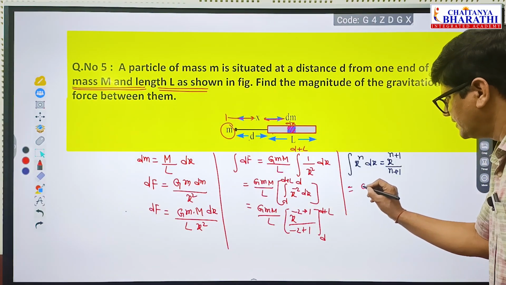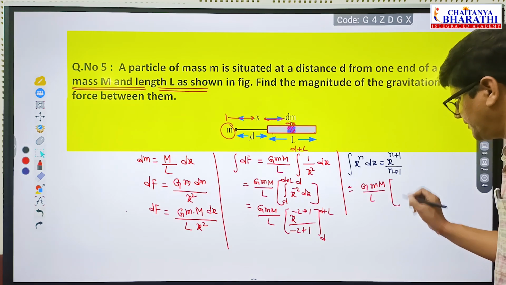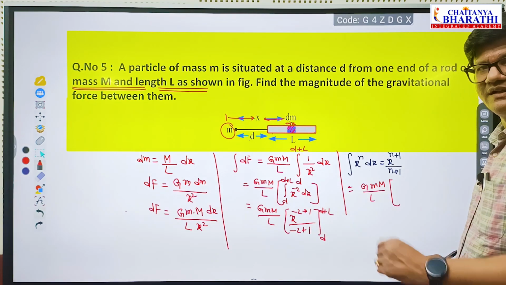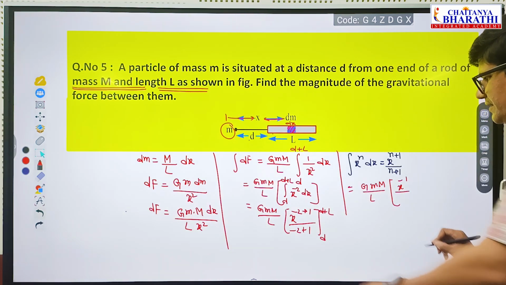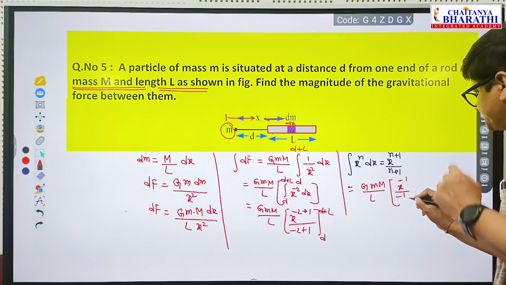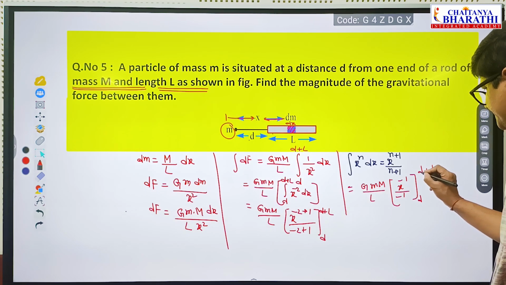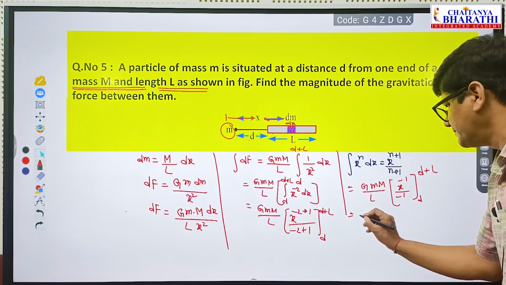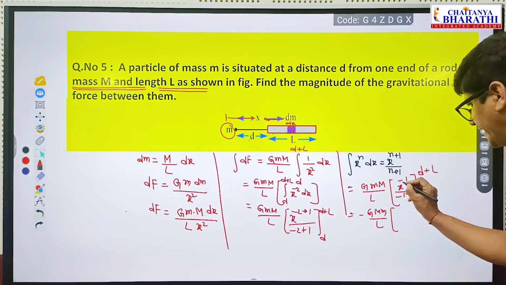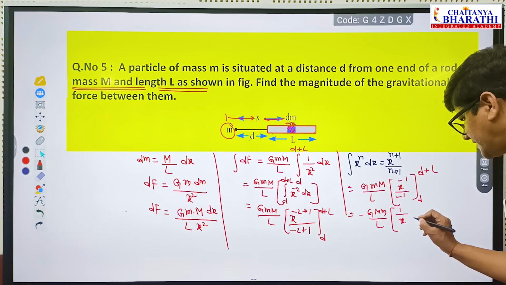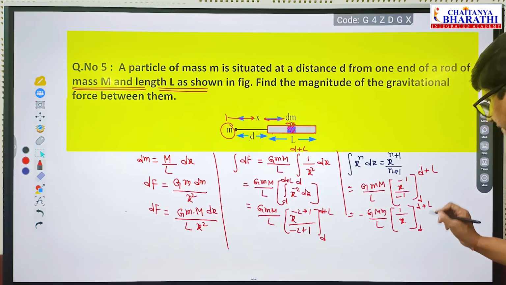After simplification, हमको G small m capital M by L, this simplification is minus 2 plus 1. Minus 2 plus 1 gives x to the power minus 1, नीचे minus 1. Limits d to d plus L. ठीक है? So now minus बाहर रखो. G capital M small m by L into x to the power minus 1 को 1 by x लिख सकते हैं. 1 by x and you apply the limits d to d plus L.